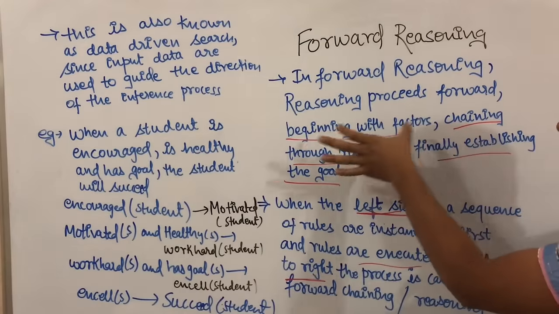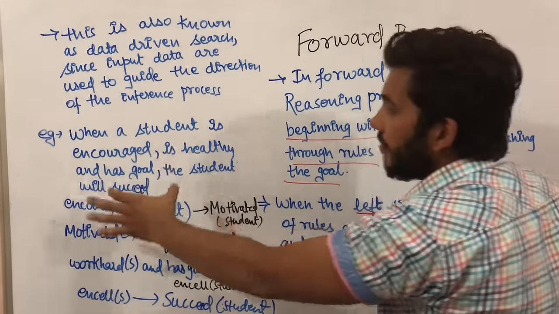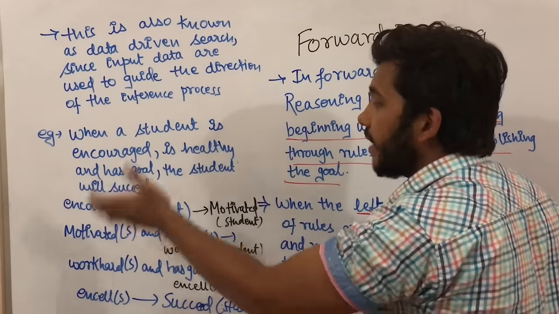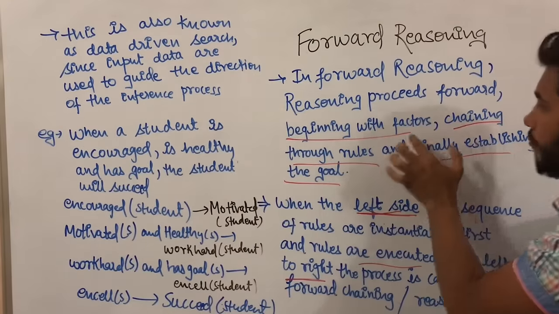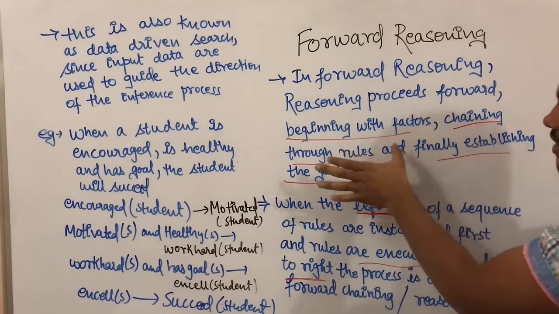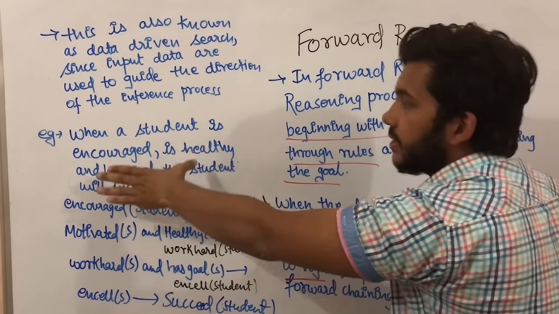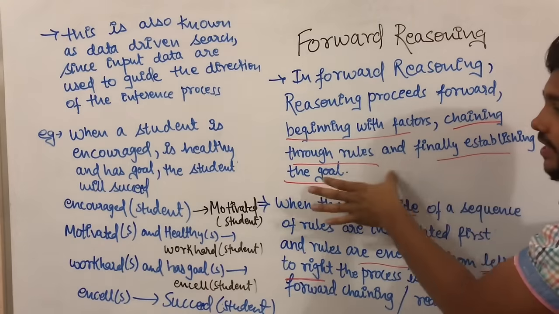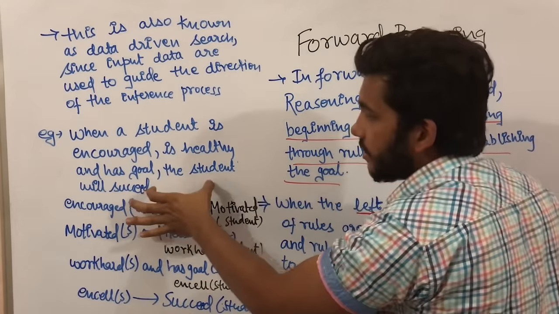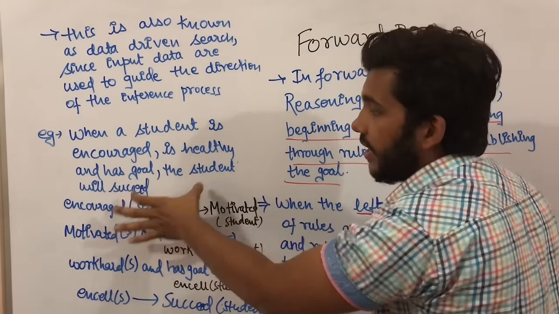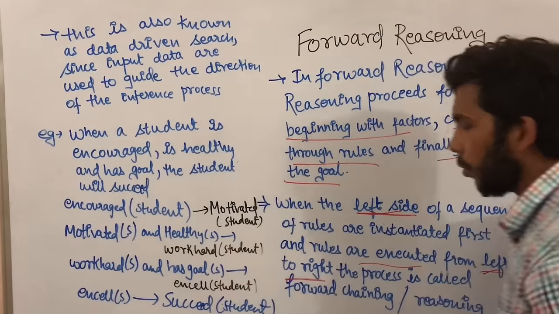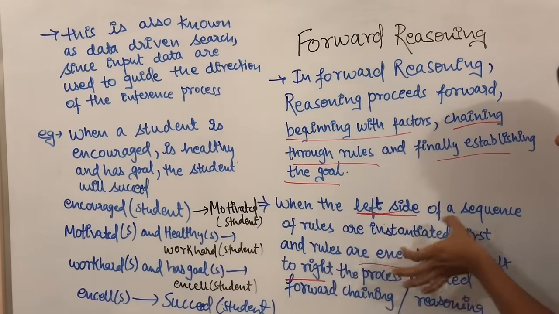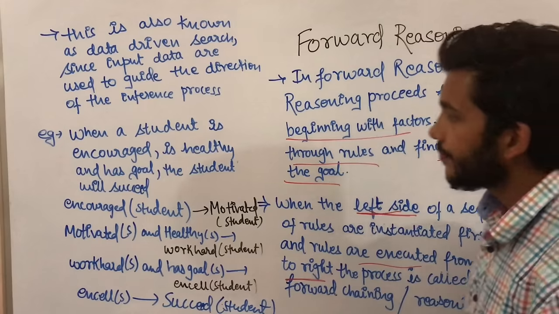After that, we will chain through the rules. Now we chain that the encouraged student, if healthy, will have a goal, and so on. So the second step is chaining through the rules. We chain the different rules, and finally we will establish the goal. And what is our goal? That the student will succeed. And in forward reasoning, we begin from the left side of the sequence.